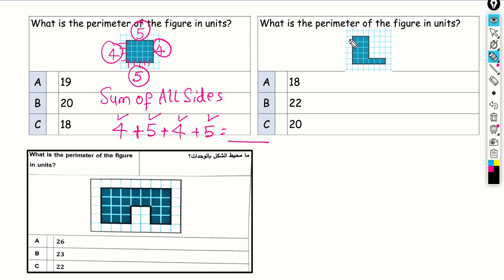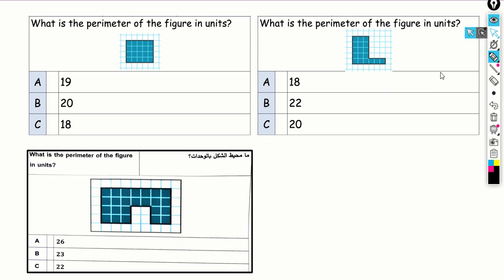Again, add all of these: 1 2 3 4 5, 1 2 3 4 5 6. Now this is 1, 1 2 3 4. Again here 1 2 3 4, and now 1 2 3. You just have to add them all together. So 5 plus 6 plus 1 plus 4 plus 4 plus 3. Do this and you will get your answer. Do the same for the rest. Pause the video and try them yourself.